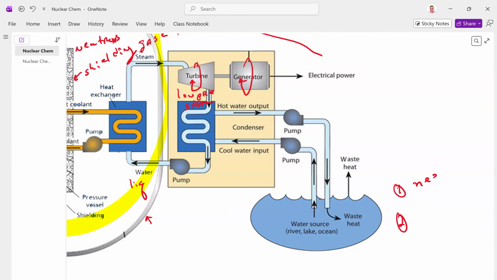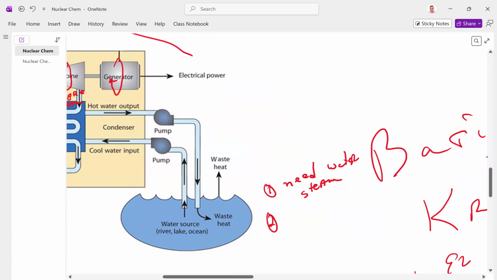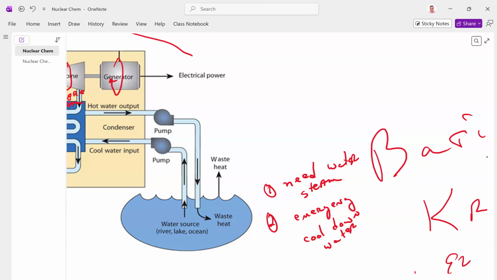We need water for steam. Additionally, we need emergency cool down water if there's an emergency. So all, without exception, nuclear power plants are by a water source, either a river, lake, ocean.